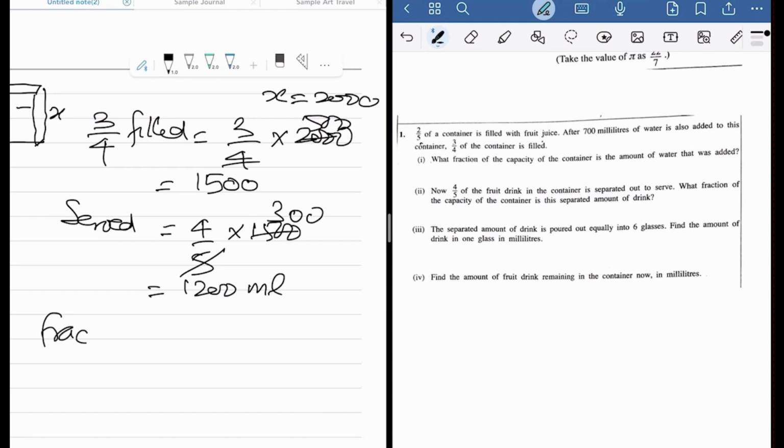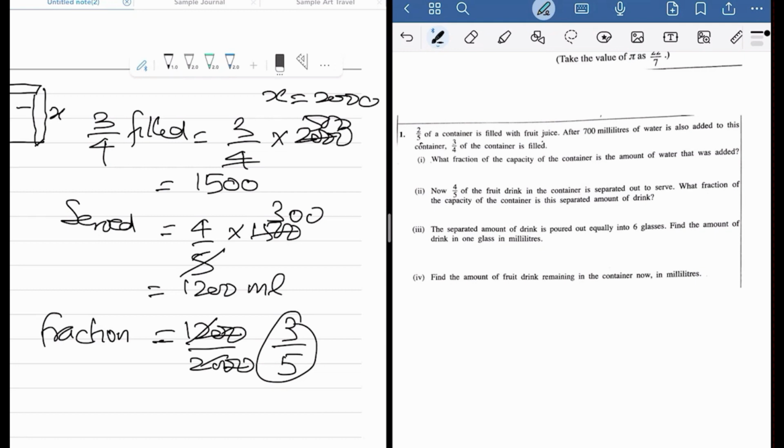So we want to find out the fraction, how much is served out of the total container. So that is going to be equal to, cancel, 4 times 3 over 4 times 5. The answer is 3 over 5. So that is the answer for the second part.